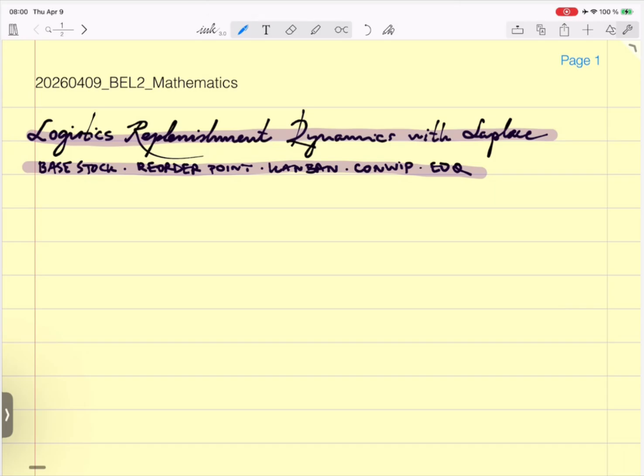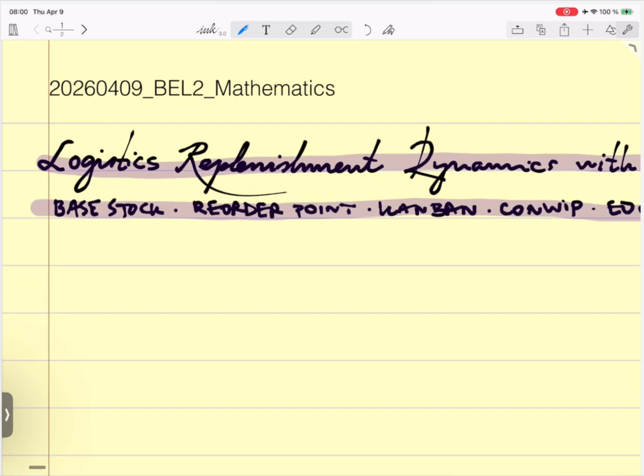And today we start with logistics replenishment dynamics with Laplace. So we see problems like base stock, reorder point, Kanban, CONWIP, where CONWIP means constant work in progress, or economic order quantity, EOQ, from a mathematical perspective. We are going to get some notation first, just as always, so that we know what we're talking about.